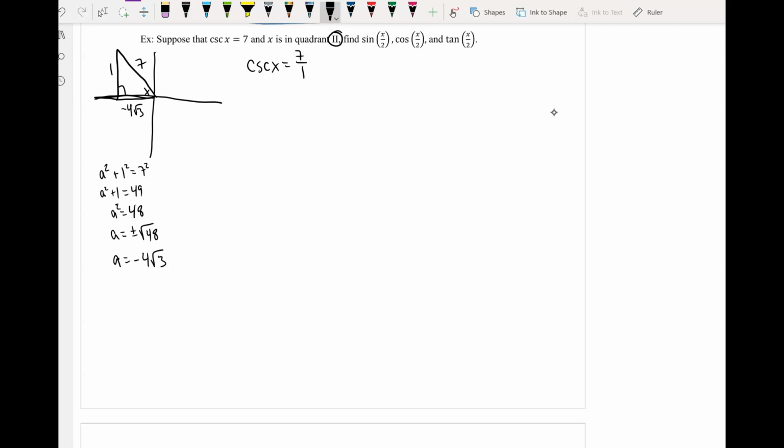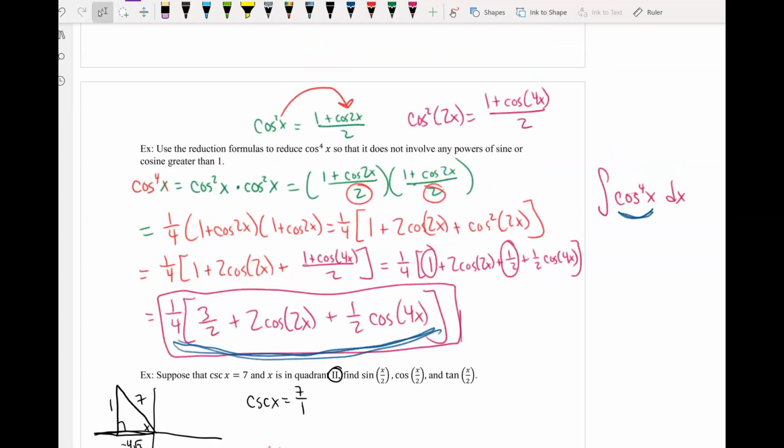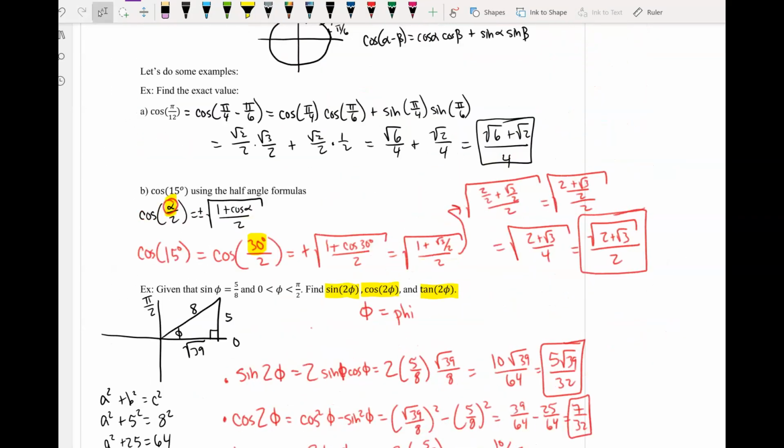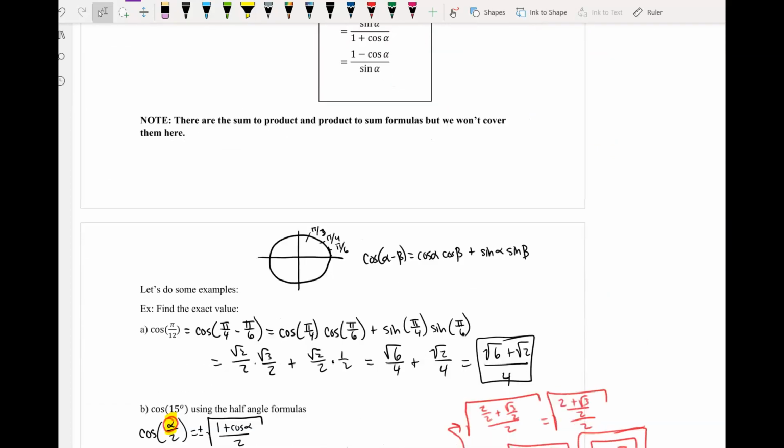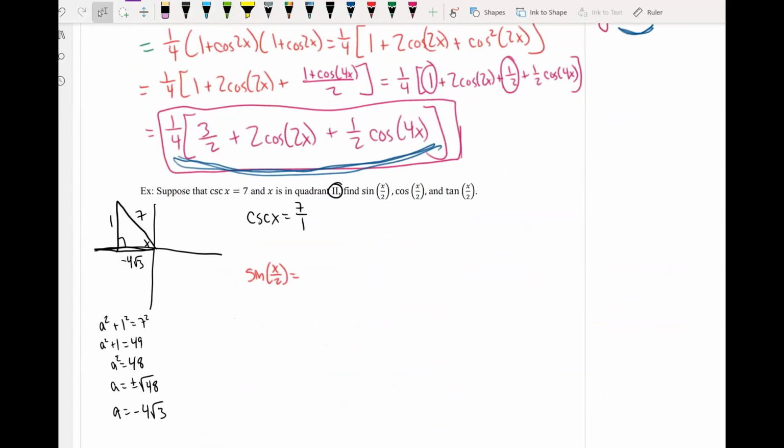Okay, so now let's find the sine, the cosine, and the tangent. We're going to look at sine of x over 2. Let's go ahead and take a look at these formulas because I'm not really great at memorizing stuff. So plus or minus square root, okay, I got that. Let's go ahead and write that down. So plus or minus square root of 1 minus cosine x divided by 2.